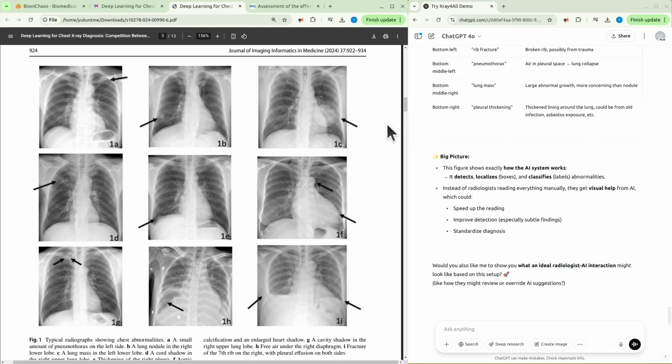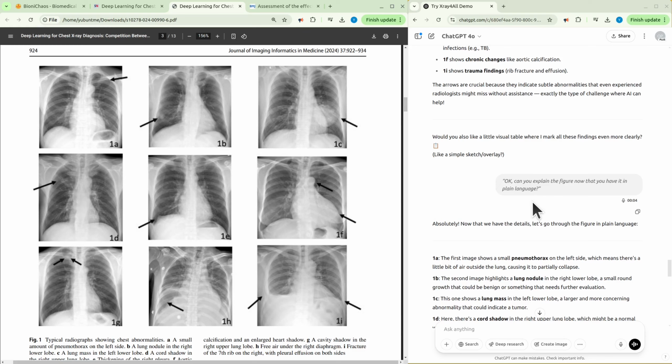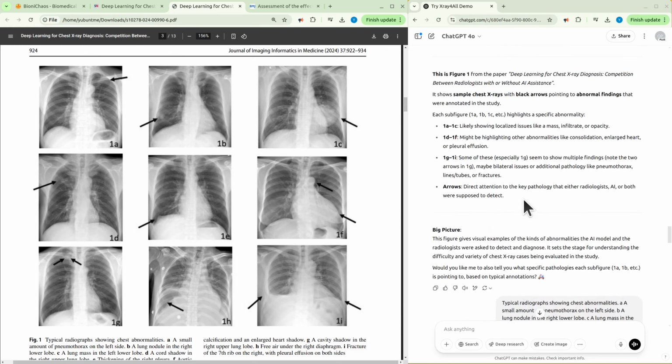Can we go quickly over figure 1? Just explain it in plain language real quick. Of course. Let's quickly break down figure 1 in plain language. Figure 1 shows a series of chest X-rays, each with an arrow pointing to a specific abnormality. A, a small pocket of air outside the left lung, pneumothorax, which can cause the lung to partially collapse. B, a small round spot in the right lower lung, a nodule that could be benign or something more serious. A larger growth in the left lower lung, a mass that might indicate a tumor. C, a shadow in the right upper lung, which could be a normal variant or something like a catheter line.